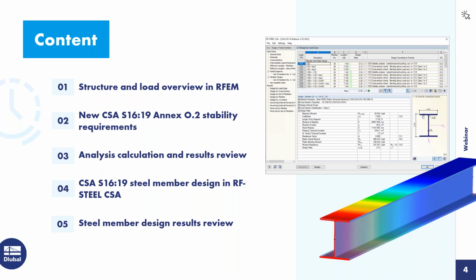Finally, we'll be ready to run an analysis. And from here, we'll take a look at our results. And the results from the analysis might include information such as the deformations. We'll also take a look at the member internal forces. After this, we're going to utilize the add-on module RF-STEEL CSA. And this add-on module is integrated within RFEM that allows us to perform the steel member design according to this recently released standard, the CSA S16 2019. Finally, we'll take a look at our results from the steel member design within this add-on module.